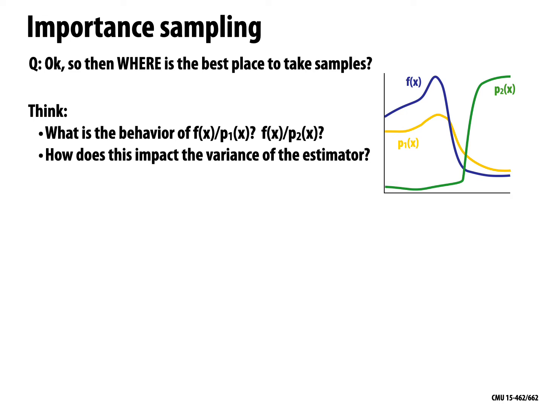Here's a good way to think about it. All right, let's say we want to estimate the integral of f of x, and we have two candidate probability distributions, p1 of x, this yellow curve, and p2 of x, the green curve. If we sample according to these two different distributions, what is the behavior of the quotient? If we think about the quotient of these functions, f of x over p1 of x or f of x over p2 of x, how do these different quotients, this is now really the function we're taking the average of, how do these different quotients behave? And how does this impact the variance of the estimator?